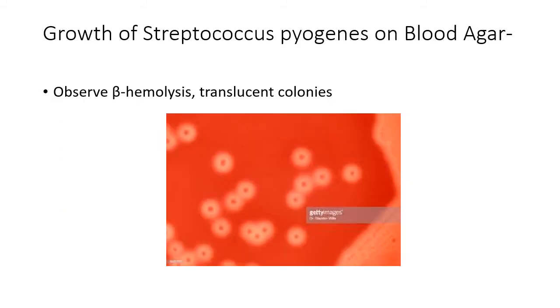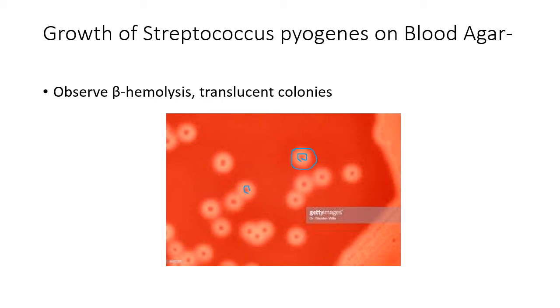And on blood agar, what do you see? You see these pinpoint tiny colonies which are much smaller than what you see in staph, and you see a very broad zone of hemolysis which is again much broader than what you see in staph. The colonies are translucent as against what you see in staph. They are not pigmented, and of course they are fastidious.